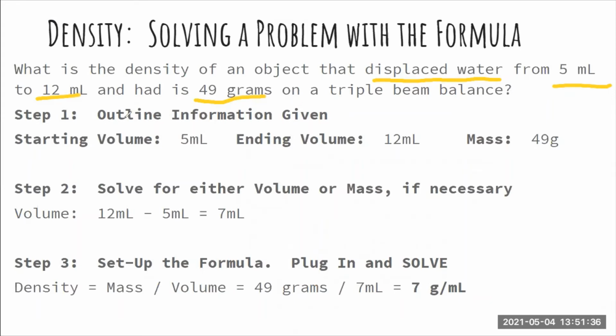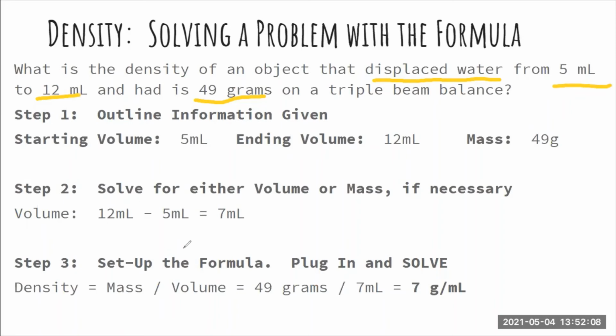So step one, you're always going to outline the information given. We were given a starting volume of 5 milliliters, an ending volume of 12 milliliters, and a mass of 49 grams. Your step two for density is often you either have to find your mass or your volume, or both, in order to solve for density, because remember you need both mass and volume for density. So my volume is 12 minus 5, which is 7 milliliters. We're using that displacement method.